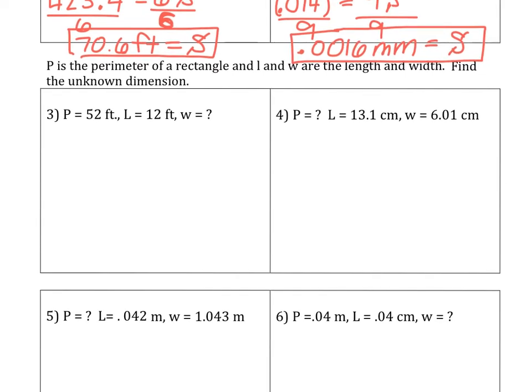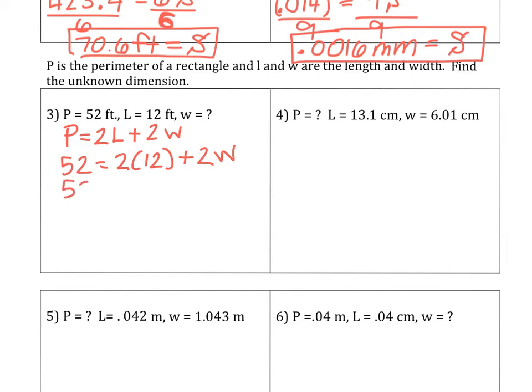Example number 3, it says P is the perimeter of a rectangle and L and W are the length and width. Find the unknown dimension. So we are going to use our formula for a rectangle, which is perimeter equals 2L plus 2W, L meaning length and W meaning width. P is our perimeter, so let's plug that in. We know it's 52. It gave us that our length was 12 feet, and we need to find the width. We don't know what that is.